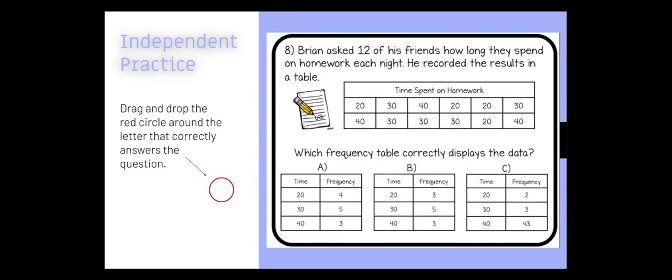Okay, so now it's time for some independent practice. What you're going to be doing here is looking at each task card. You're going to read it. So, for example, this one says Brian asked 12 of his friends how long they spend on homework each night. And then he recorded his results on this table right here, right? And this is just the data. Now, they're asking which frequency table correctly displays the data. What you're going to do is whatever work you need to figure out your answer.